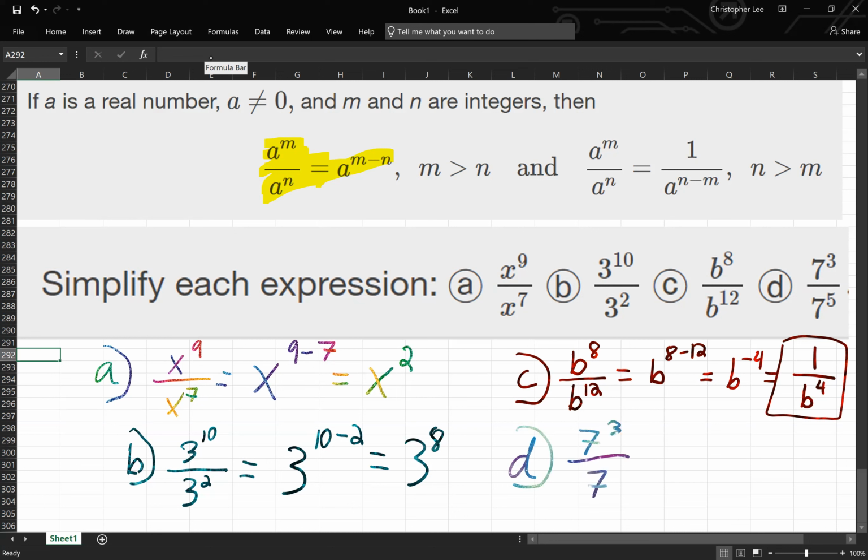Why is it not 1 over a? Because it's to the 0 power. So it's not negative 1? No, not negative 1, it's 0. It's basically you're dividing by the same thing. That's why.